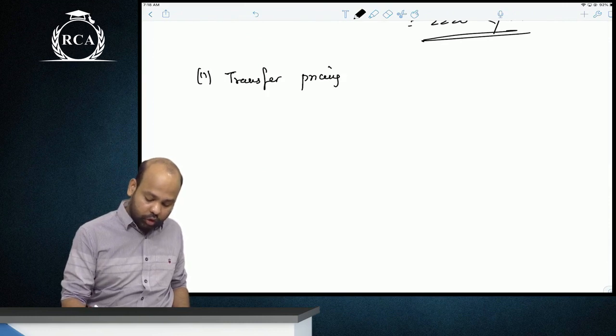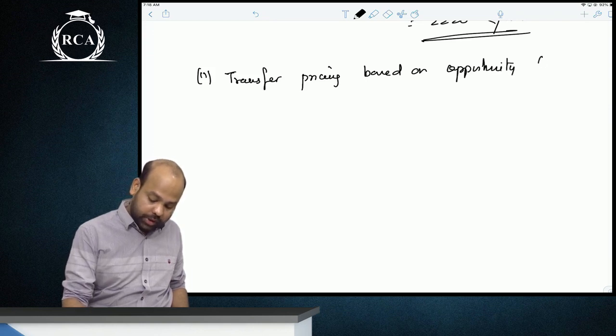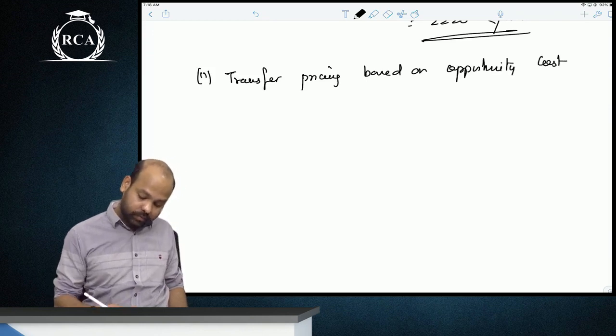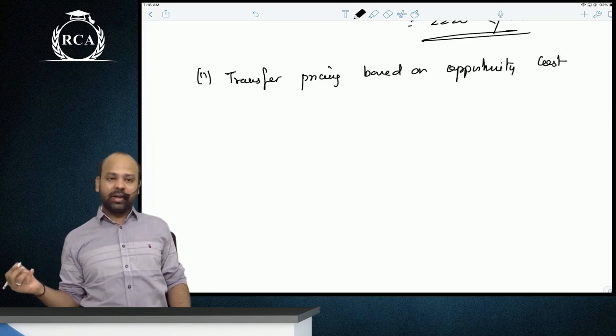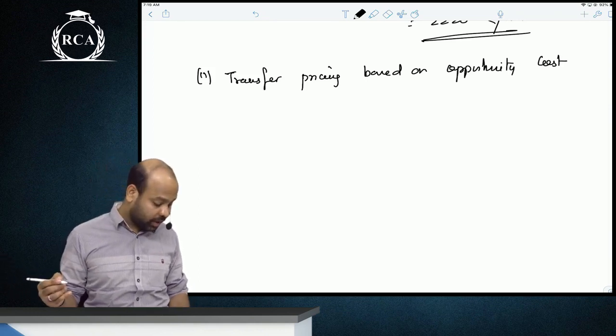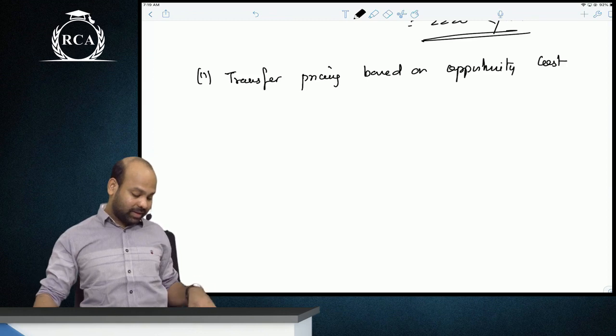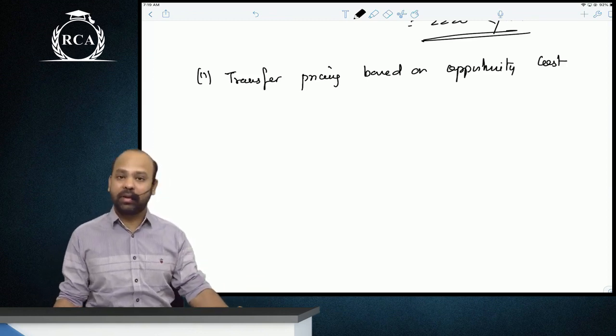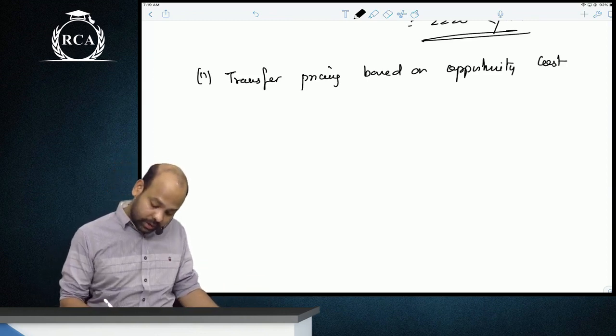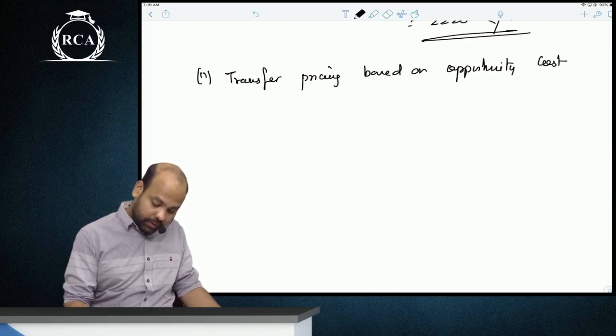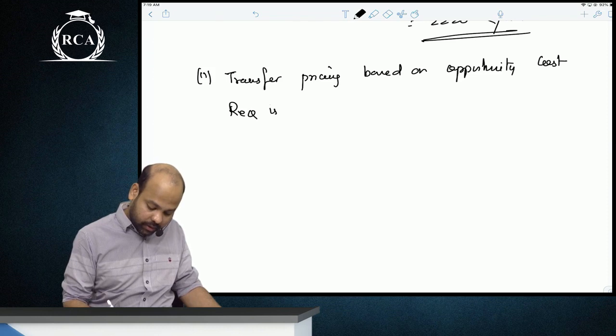I will give you time to copy. Transfer pricing based on opportunity cost. Whenever they say transfer pricing based on opportunity cost, we can always quote the minimum transfer price, because we do not know the external supplier price. And then, two prices. The requirement is to quote two prices. You don't need to write all this in the exam.